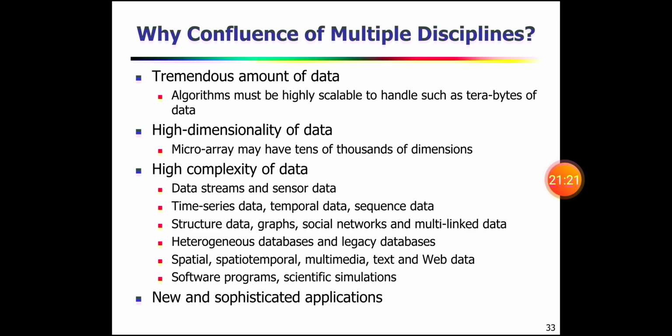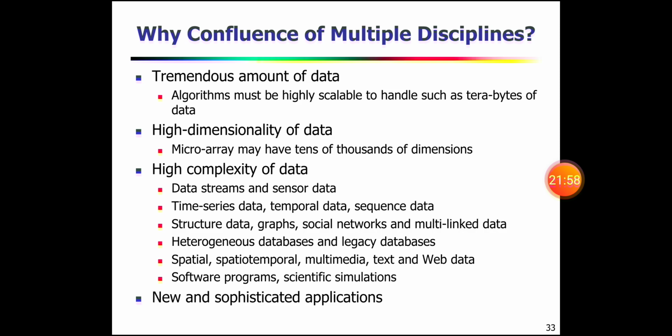The other one is structured data, graphs, social networks, and multi-linked data we already discussed, and heterogeneous databases and legacy databases. Heterogeneous database, you know very well, like a family group and a doctors group. Like that we have different databases. So different databases will have different characteristics. So based on some characteristics only, it will be mined or the knowledge will be discovered. And legacy is the legal database.